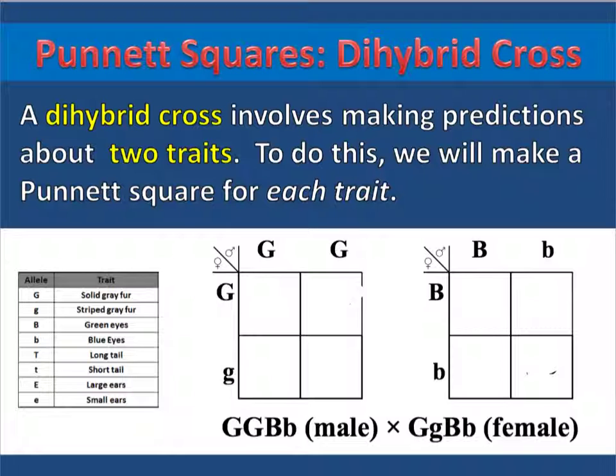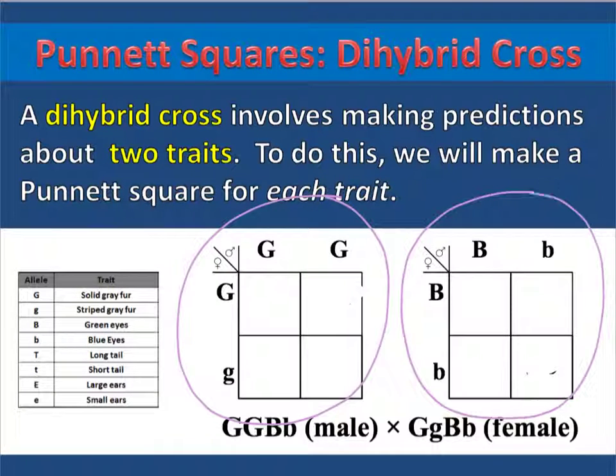Now we get a little bit more complicated. Dihybrid cross involves making predictions about 2 traits. We're going to do a different Punnett square for each trait. Very, very important: the same letters have to go on the same Punnett square. So you're only going to have G's here, and only B's here. You're never going to make B's and G's in the same box.